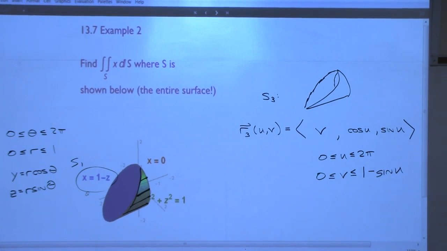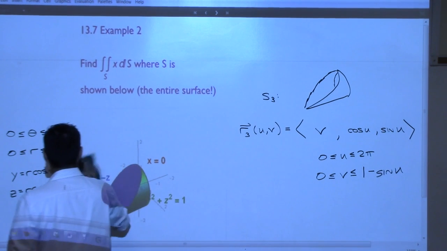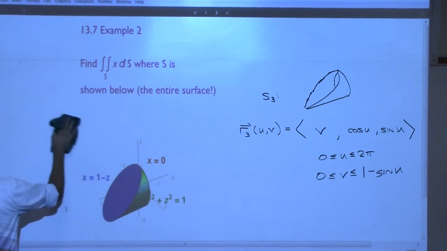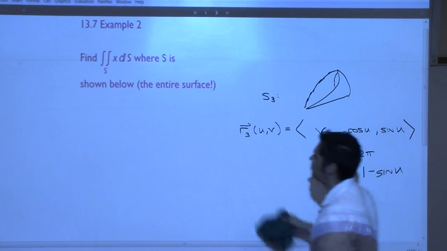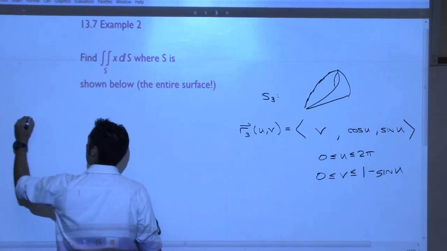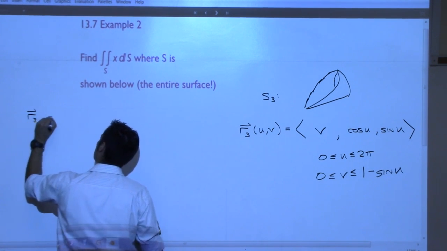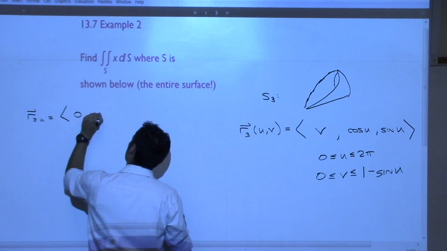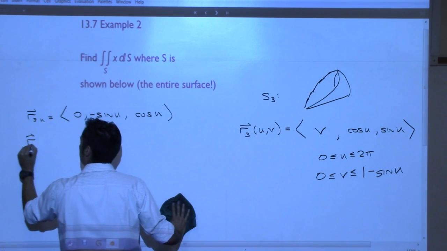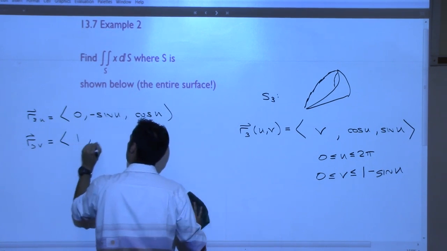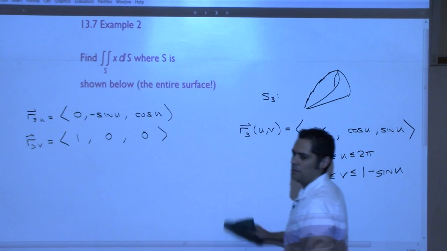All right, partials, cross, magnitude. Set up integral. Partials. Partial of R3 with respect to u, 0, negative sine u, cosine u. Partial of R3 with respect to v, 1, 0, 0. Ooh, beautiful.